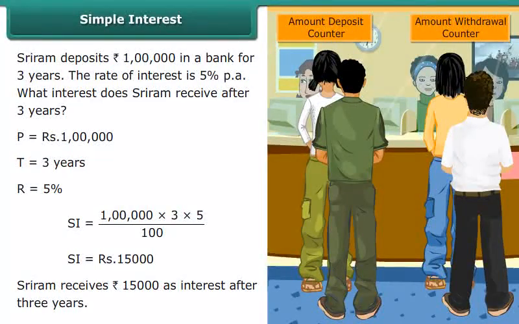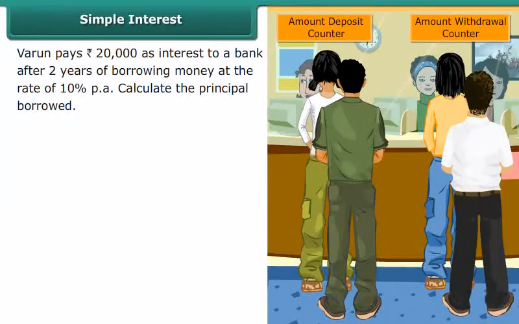Now look at the next example in which we will calculate the principal. Varun pays rupees 20,000 as interest to a bank after 2 years of borrowing money at the rate of 10% per annum. Calculate the principal borrowed. Here interest is rupees 20,000. Time period is 2 years. And rate of interest is 10%.